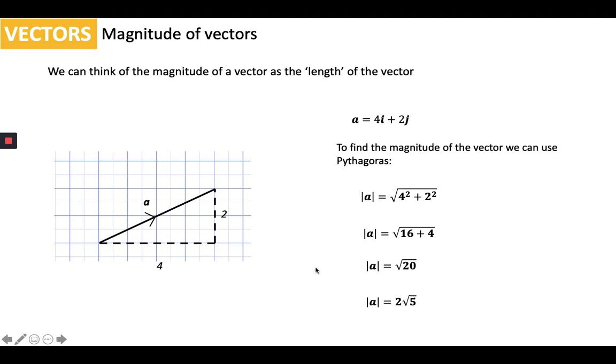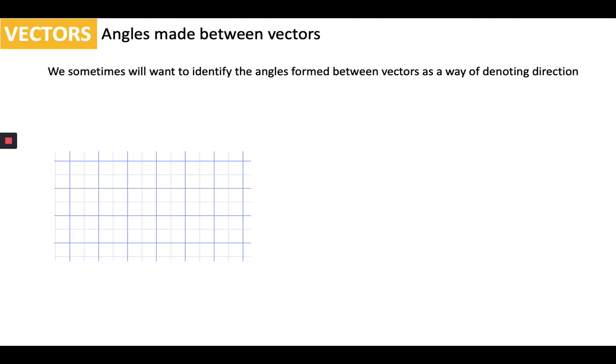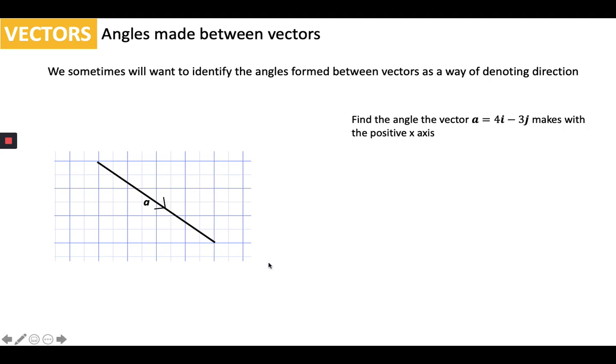Now, as well as being able to find the magnitude of a vector, I also might sometimes be asked to find the angle made between vectors, as a way of defining what direction they are going in. For instance, if I have this vector A, which is 4i minus 3j, I want to find the angle that the vector 4i minus 3j makes with the positive x-axis, which would be here.